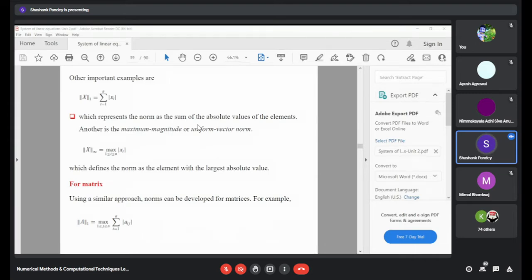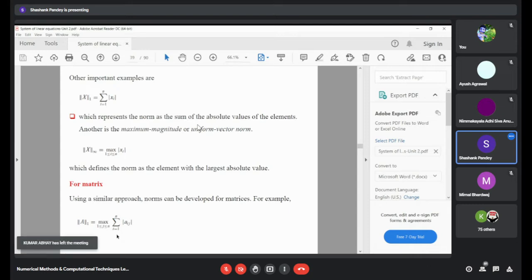Ayush, what is your question? If here we are finding a row sum norm, and suppose we are finding a column sum norm, then we have to normalize the first row. Here we normalize the first column. So if it is opposite, then we should normalize the first row. Yes, sir. Ayush, please have a look at this formula.